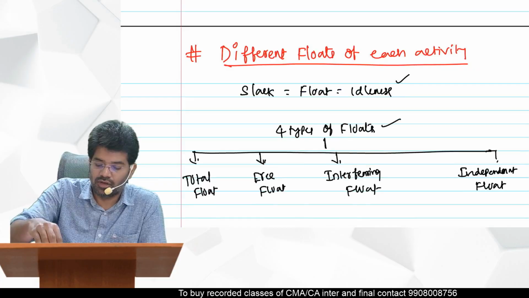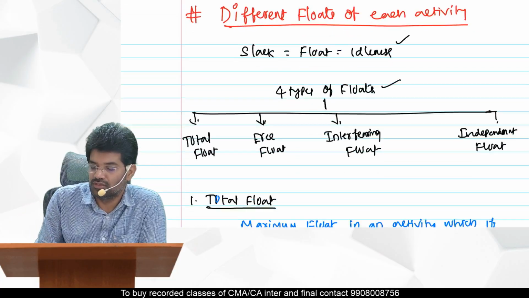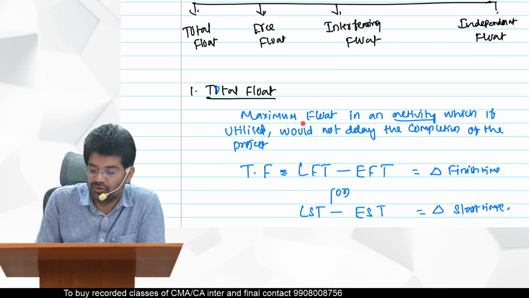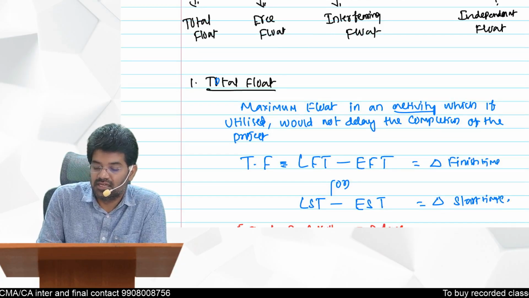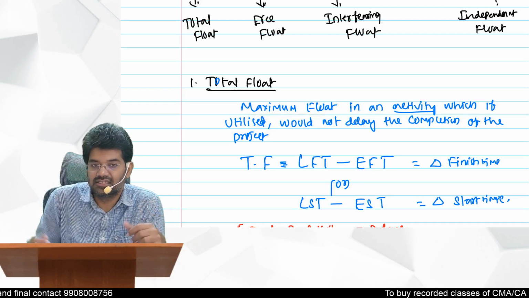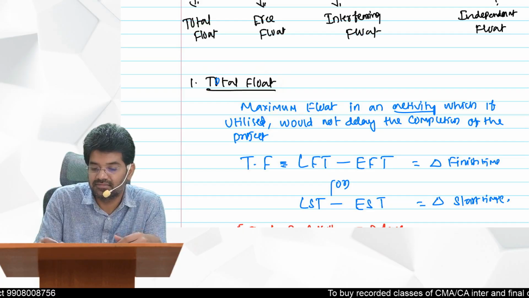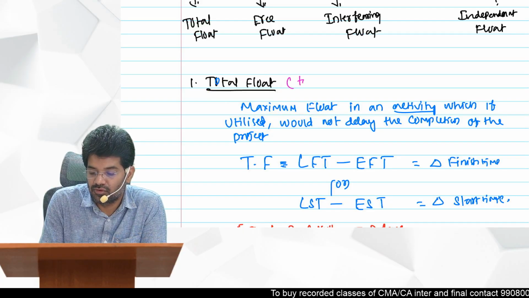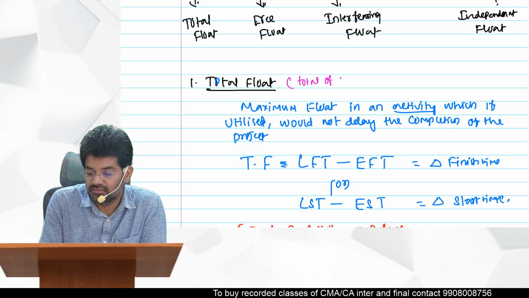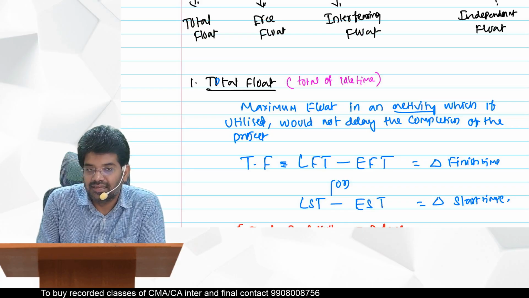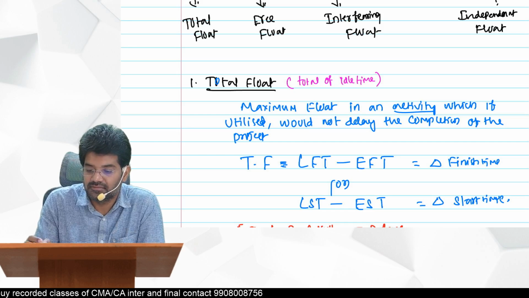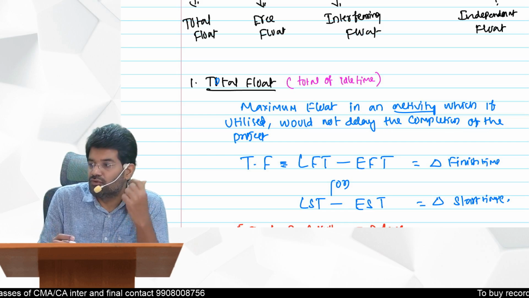If you want to calculate total float, how to calculate total float? What is total float? First of all, the maximum float in an activity which, if utilized, would not delay the completion of the project. Maximum, that is total idleness. Total float represents total idle time, which, if you utilize, will not delay the project completion time. So that is called total float.